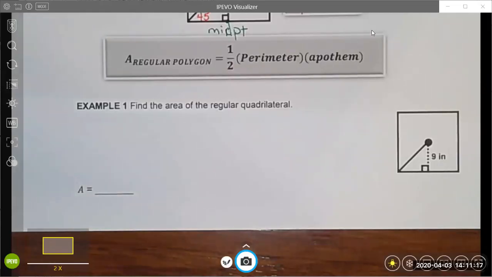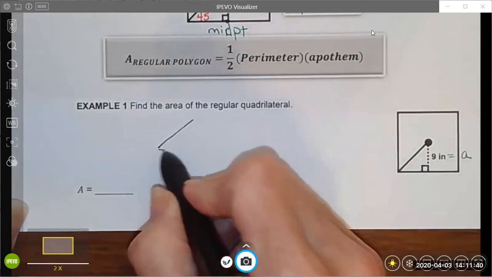In looking at example 1, I notice that the information I'm given is the length of the apothem. I'm going to go ahead and label that. That's going to help me because if I use my embedded 45-45 isosceles right triangle, then I can find the distance from the midpoint to the vertex. Let's do that very quickly. I like drawing my embedded triangles separately.